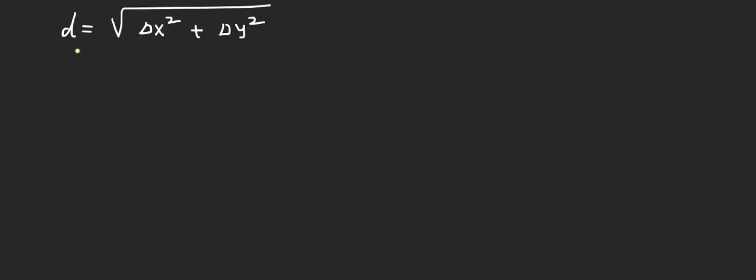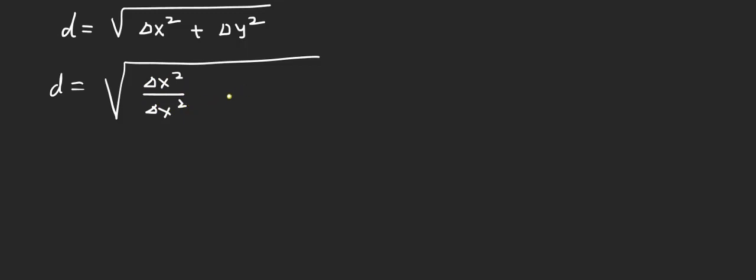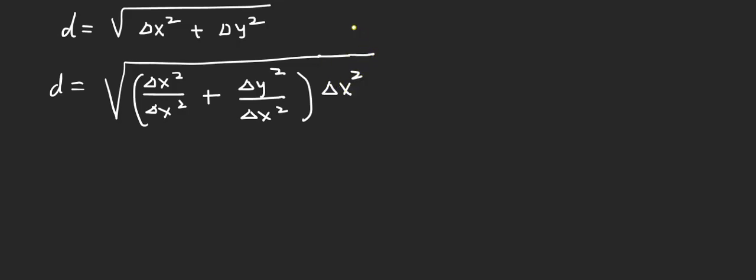Each segment has a length of radical delta x squared plus delta y squared. What I'm going to do is rewrite it as radical of delta x squared over delta x squared plus delta y squared over delta x squared, the whole thing, times delta x squared. See if this makes sense. When you distribute the delta x squared, they cancel out, so you end up getting this.